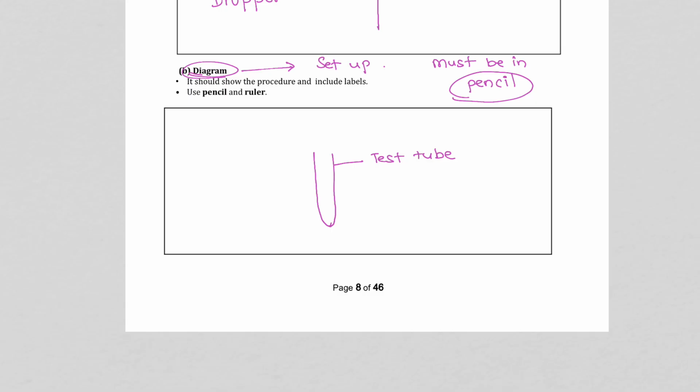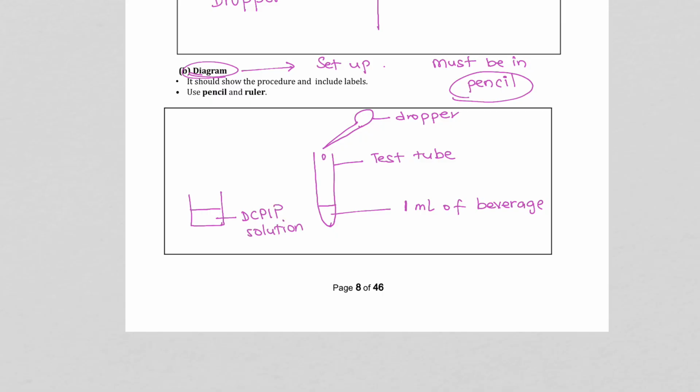So use the test tube here, and then I'm going to add my beverage. So I can say about 1 ml of beverage. And then I had the dropper. That's the dropper. And then you can put a beaker with your DCPIP solution. And then you can show the drops of DCPIP being added to the beverage.